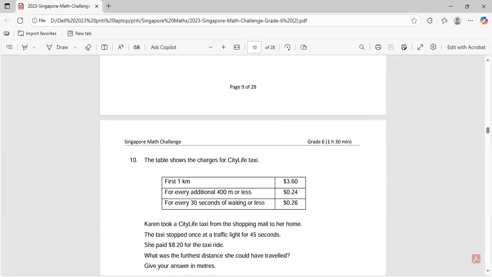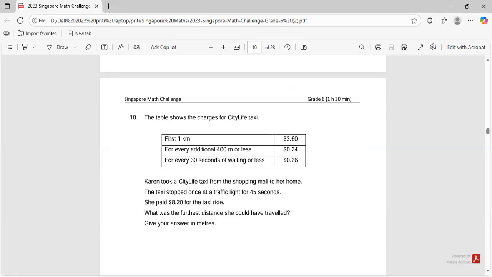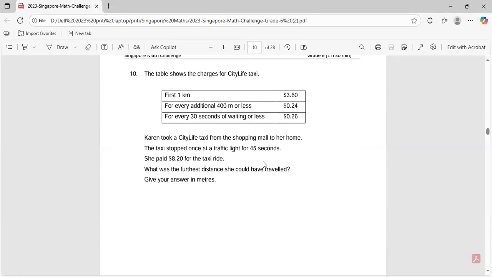Let's move on to question number 10. The table shows the charges for City Life taxi for the first kilometer, for every additional 400 meter or less, and for every 30 seconds of waiting or less. Karen took a City Life taxi from the shopping mall to her home. The taxi stopped once at a traffic light for 45 seconds, and she paid $8.2 for the taxi ride. What was the furthest distance she could have traveled? Give your answer in meters.